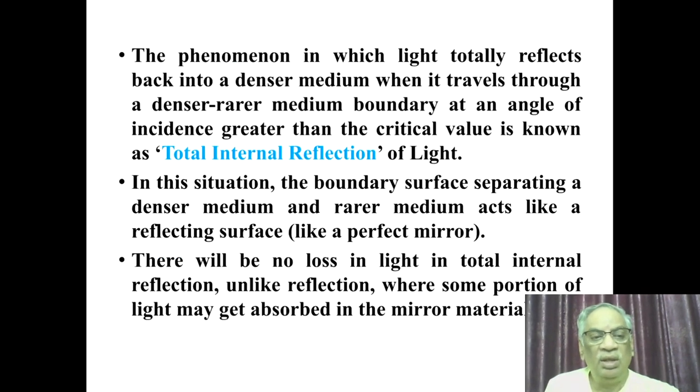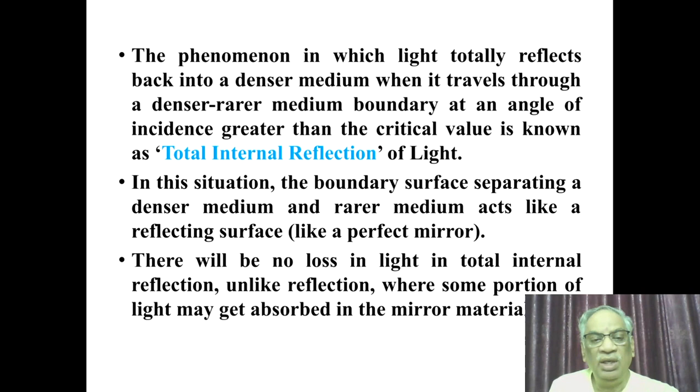So, this phenomenon in which the light ray totally reflects back into the denser medium, when it travels through a denser to rarer medium boundary at an angle of incidence greater than the critical value, is known as total internal reflection of light, like the ray OX.